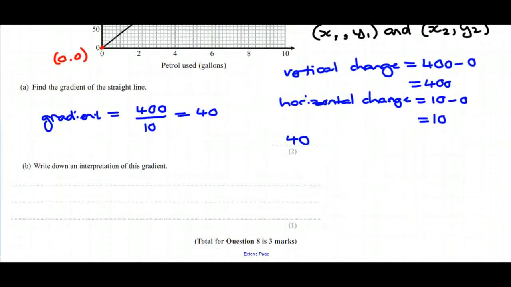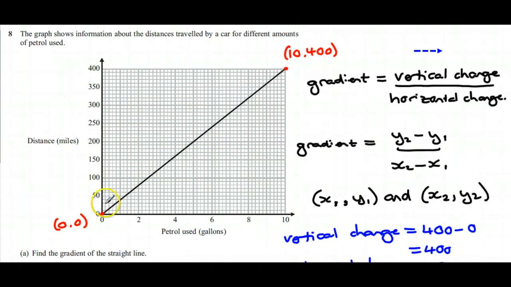So write down an interpretation of this gradient. The gradient of a line tells you how steep it is. Or a nice way of always thinking about the gradient is, if you've got a line like that, then the gradient is, if you go 1 across, how many you either have to go up or down to get back to the line. So in the context of this question, if we go 1 across to there, so if we use 1 gallon of petrol, we can expect to travel 40 miles.